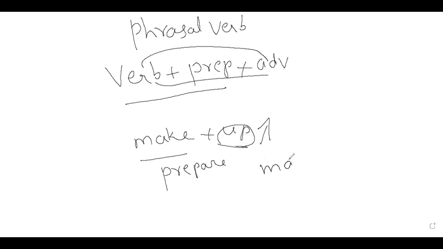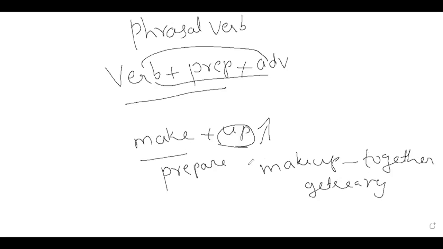So when I say make plus up, make up together has a meaning called get ready. If I say, I make up my mind to work hard for 5 years, what does it mean? I am preparing my mind. I am getting my mind ready. So this is called a phrasal verb.